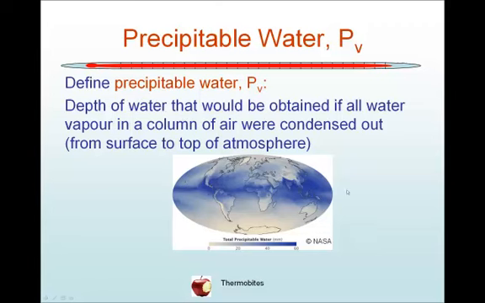Precipitable water. Precipitable water is a useful quantity in thermodynamics, and we'll talk about its implications and its uses in another video. Precipitable water is defined as the depth of water that would be obtained if all the water vapor in a column of air were condensed out, and that's from the surface to the top of the atmosphere, however we might define that.